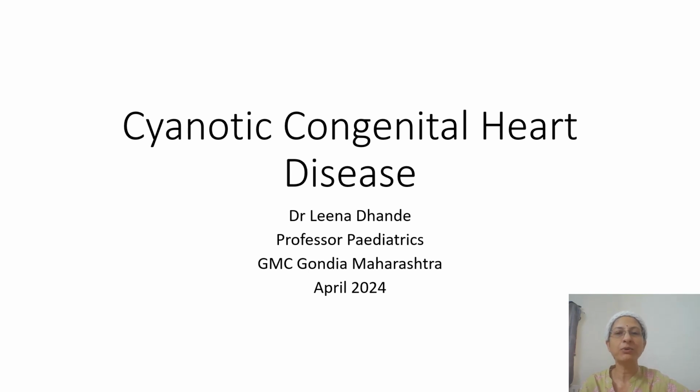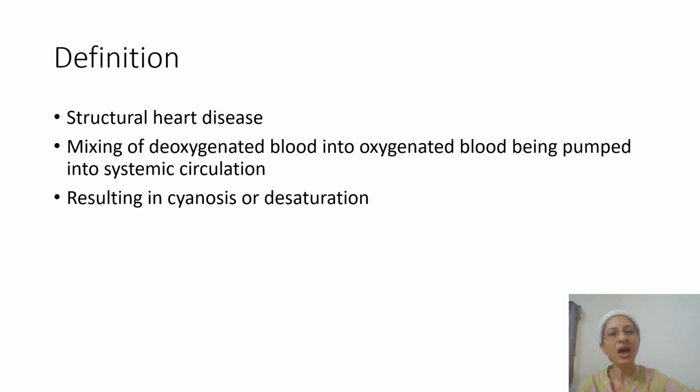Today I'll be talking about cyanotic congenital heart diseases in children. So how do we define cyanotic congenital heart disease? They are basically a structural heart disease in which there is mixing of deoxygenated blood into the oxygenated blood that is being pumped into the systemic circulation. This may be at various levels in the circulation, which we'll be elaborating upon subsequently. And this results in cyanosis or desaturation.